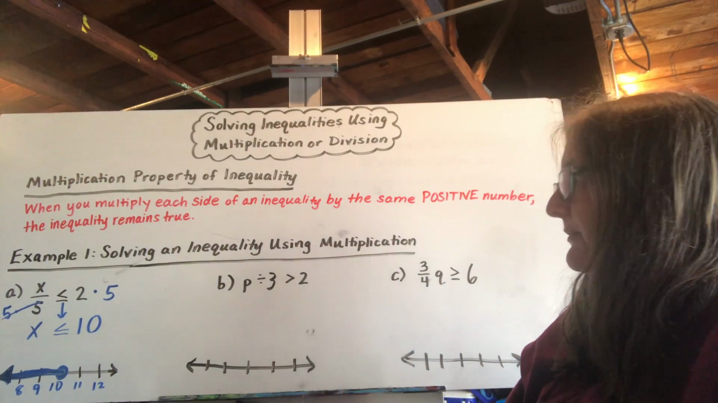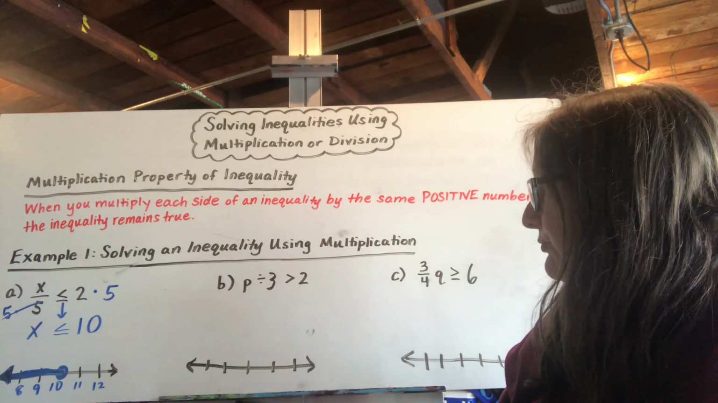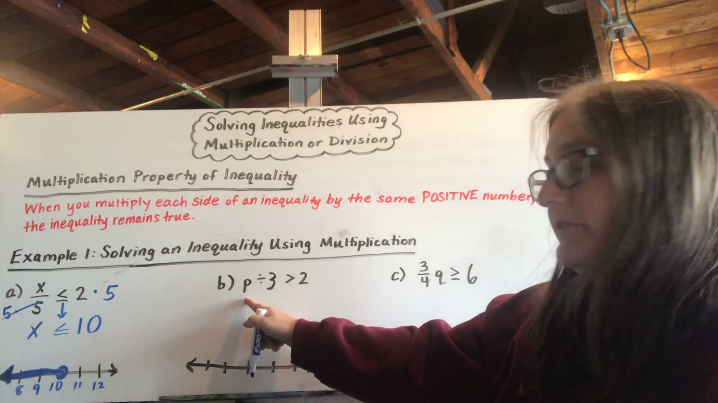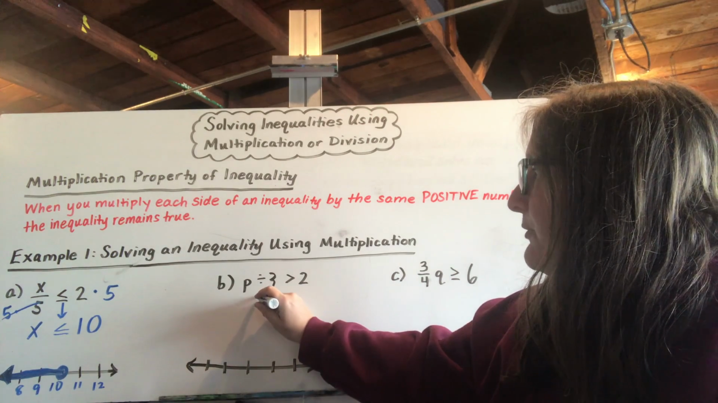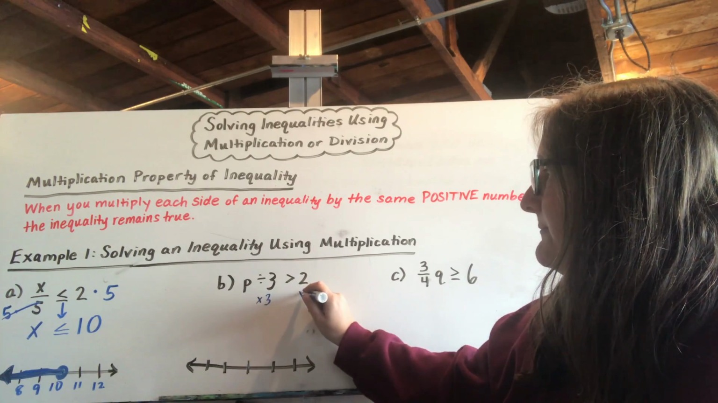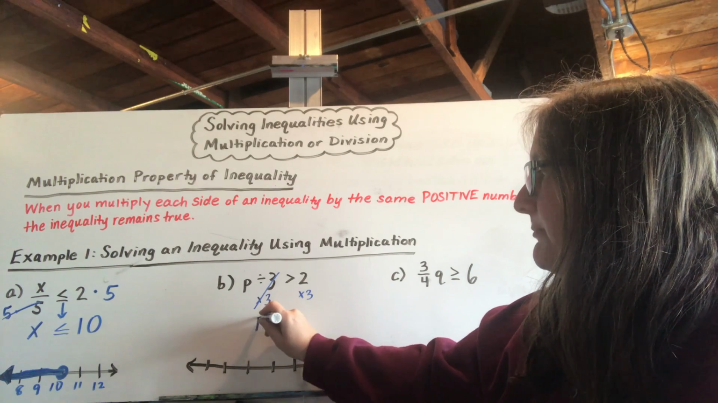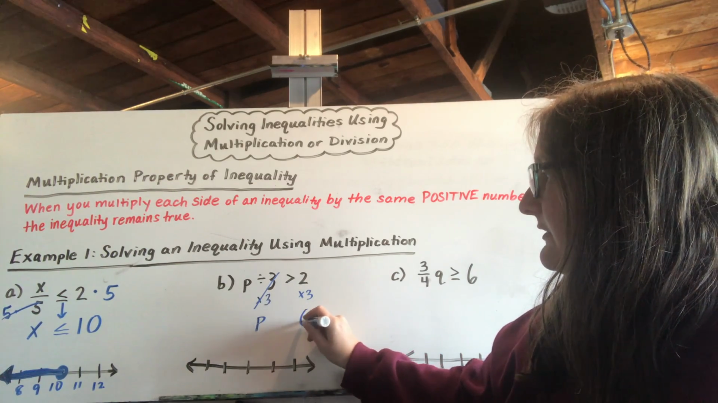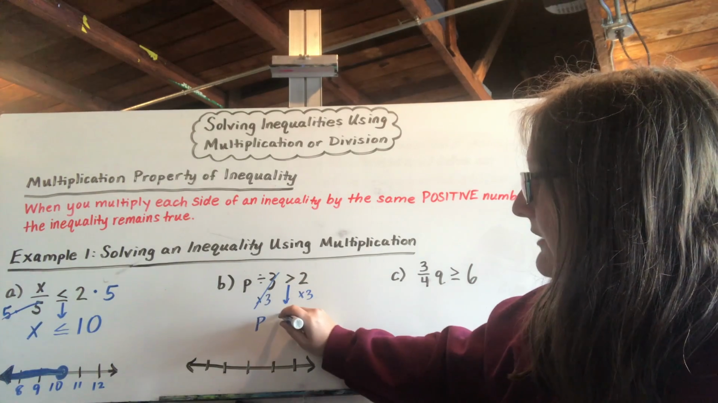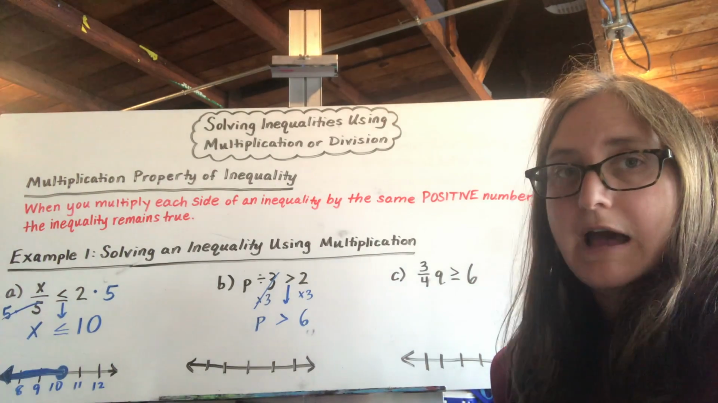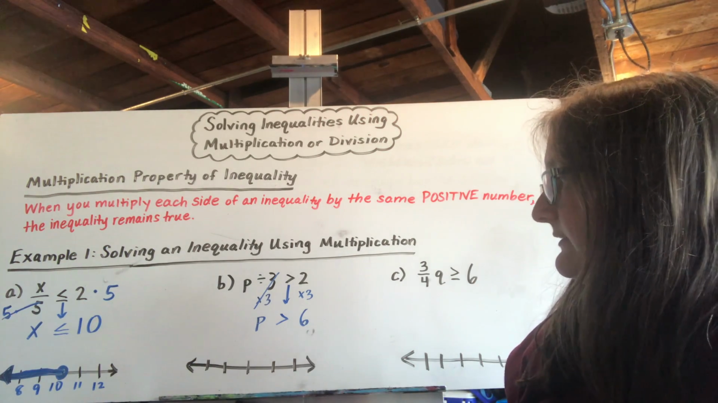Let's look at a second example. Here we have p divided by 3 is greater than 2. So p is the variable, this is who I'm solving for, but I need to get rid of this divide by 3. So I will multiply each side by 3, do my inverse operation, this will cancel out, and I'm left with p, and over here I have 6. And my final step in solving is to bring that inequality sign down. Don't change it at all, just copy it down here between your variable and your answer. So p is greater than 6.